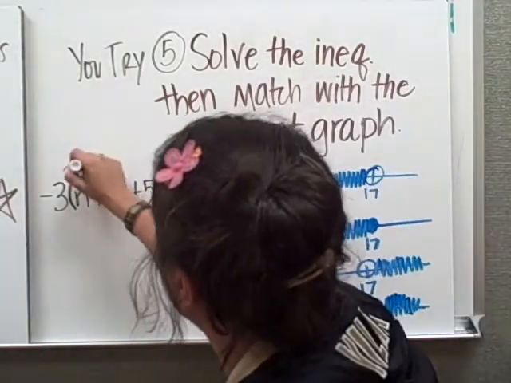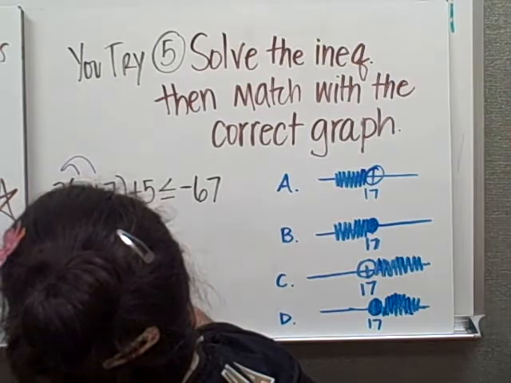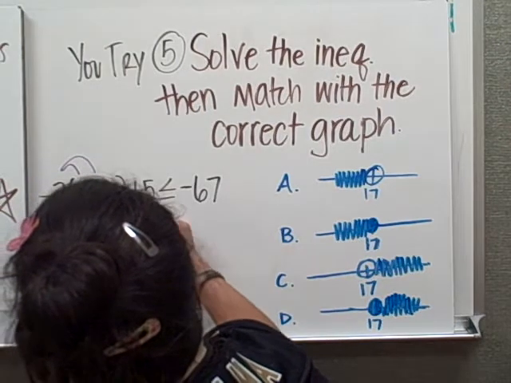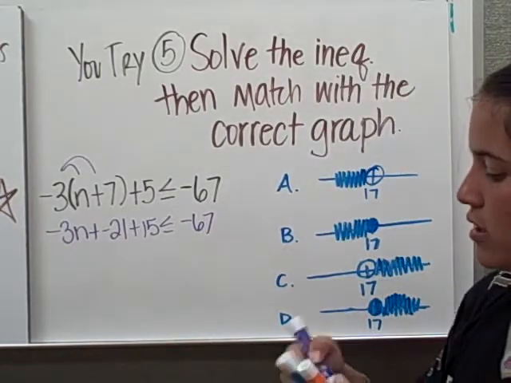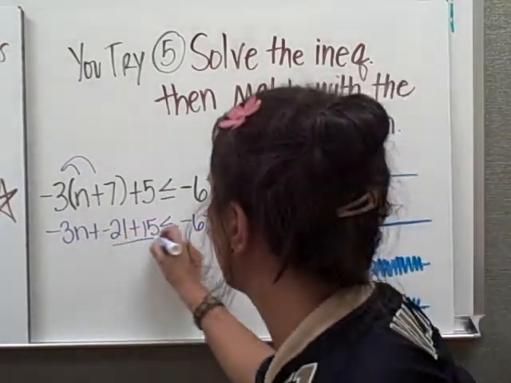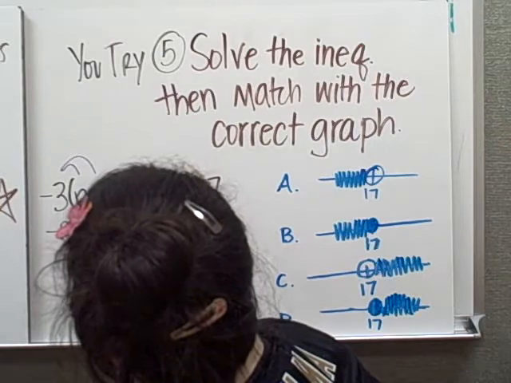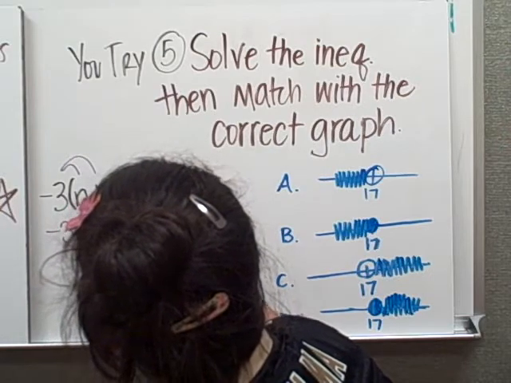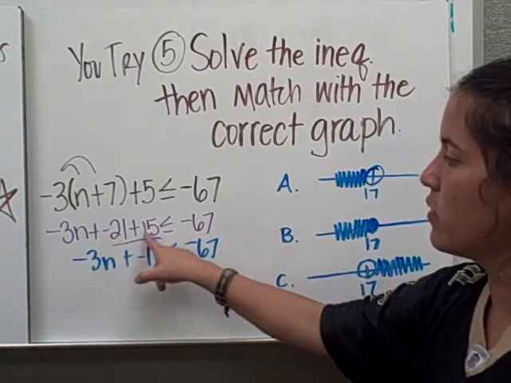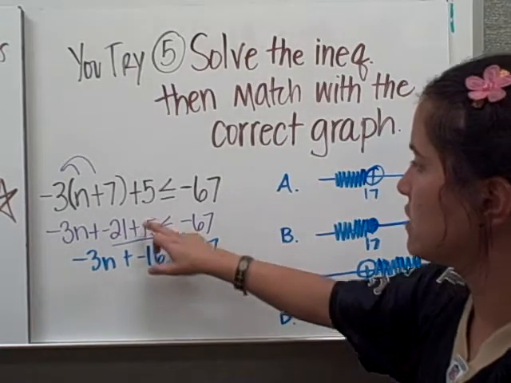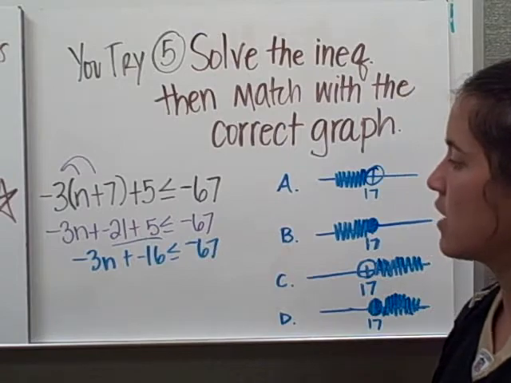I don't have any touch twice. I'm going to distribute. Distributed, and then I'm going to combine like terms. I got negative 16 because negative 21 and 5, oops, that's not 15, that's a 5. It's negative 16.